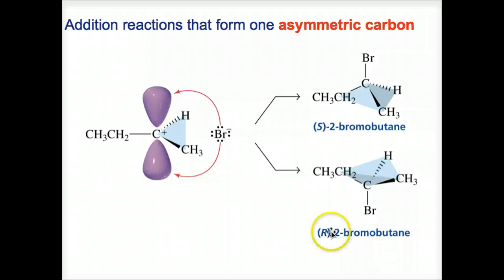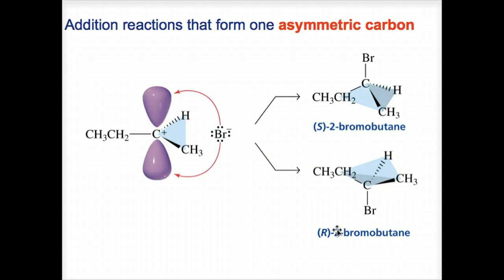So you can see here, this is the carbocation formed in the first step of the reaction shown. And the addition reaction is going to form one asymmetric carbon. If the nucleophile bromine approaches from this direction to the positive side of the carbocation, we will have the S product. If it approaches from below, then it results in the R product.